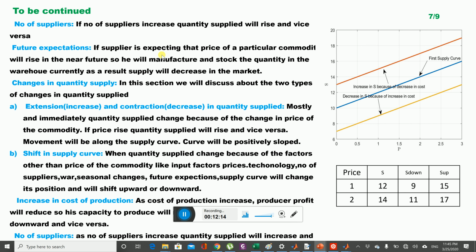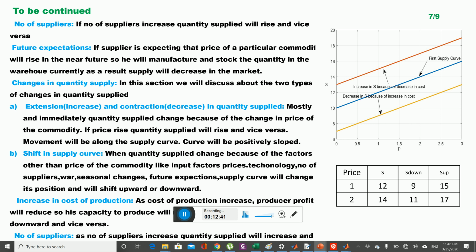If a supplier is expecting that the price of a particular commodity will rise in the near future, he will manufacture and stock the quantity in the warehouse currently. As a result, supply will decrease in the market. Future expectations mean, if Mr. Hidayat, he is a cement dealer, he is supplying cement.